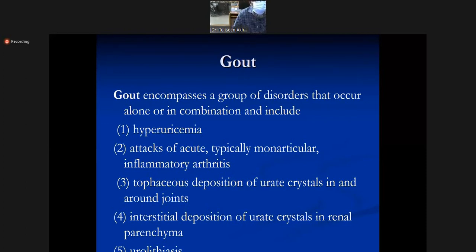And sometimes it presents as tophaceous deposition of urate crystals in and around joints. It may deposit in the renal parenchyma as well and damage it, and sometimes it forms a stone in the kidney. So there is a vast presentation, but the usual presentation is a monoarticular inflammatory arthritis, typically of the first metatarsal joint.